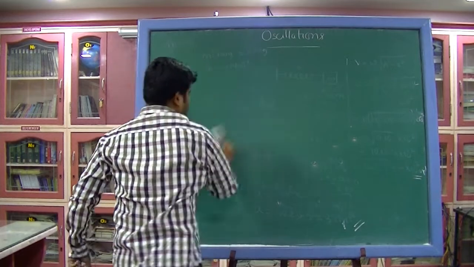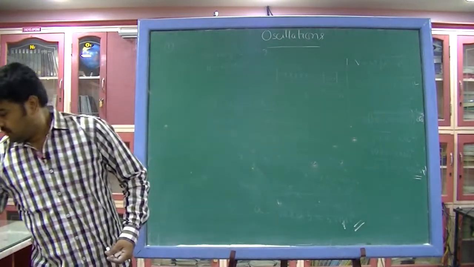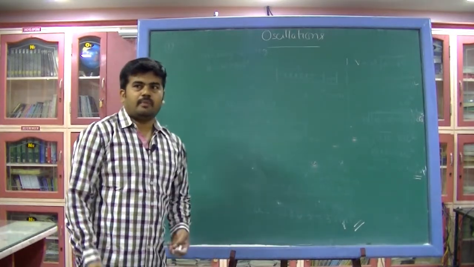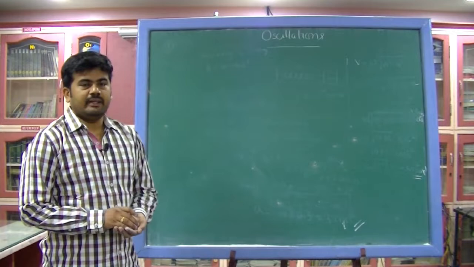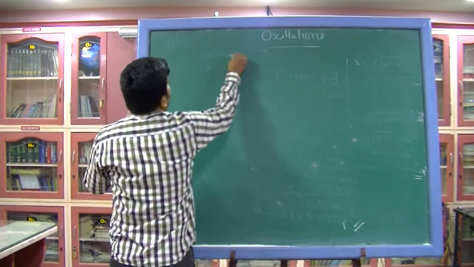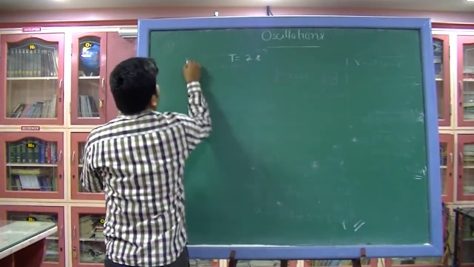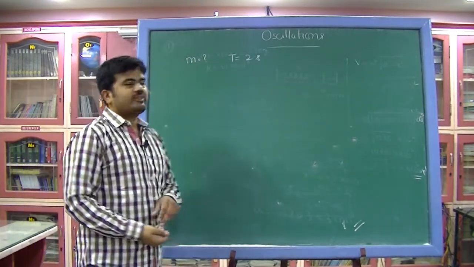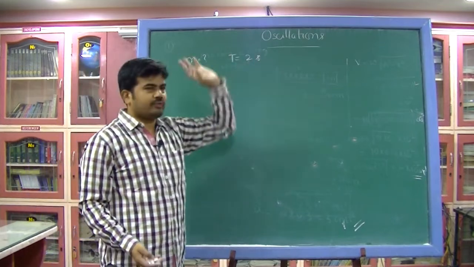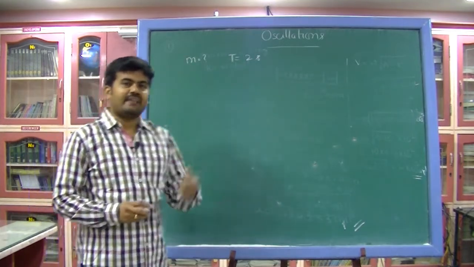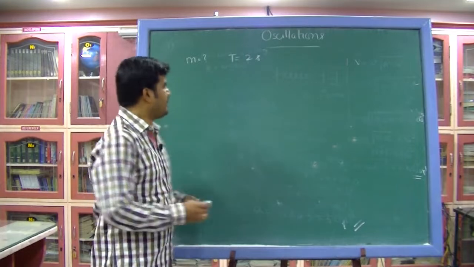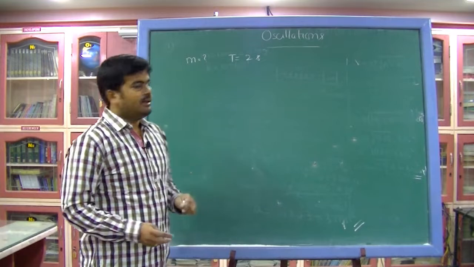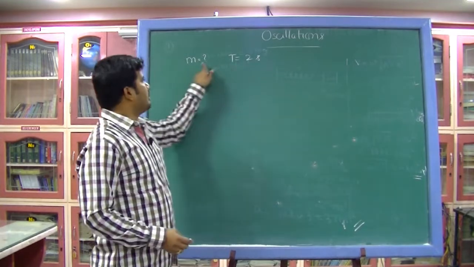The second problem is: a mass m is attached to a spring and it is oscillating with a time period of T is equal to 2 seconds. Remember, mass m is attached to a spring and it is doing a simple harmonic motion with a time period of 2 seconds. Now, if mass is increased by 2 kg, its time period increases by 1 second, then what is the value of m?